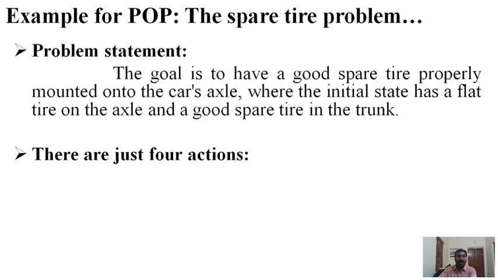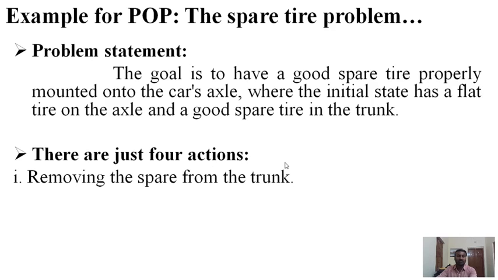Then what are the actions we are performing? There are four different actions. The spare tire is good in the trunk, but the tire on the axle is flat, that means it may have got punctured. So the first action is to remove the spare from the trunk. When it is flat or punctured, you want to remove it first. So the first action is remove the spare from the trunk.